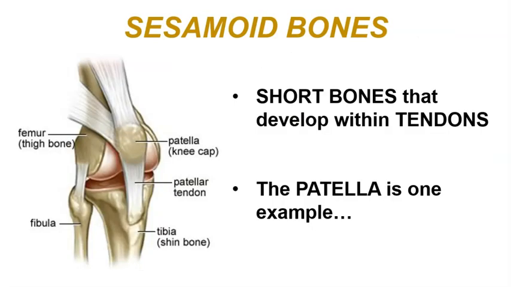Sesamoid bones are special short bones that develop within some of the body's tendons. The patella at the front of the knee joint is one prominent example of a sesamoid bone. So sesamoid bones generally function to increase the leverage of that tendon across a joint, but also they function to protect tendons across joints as well.